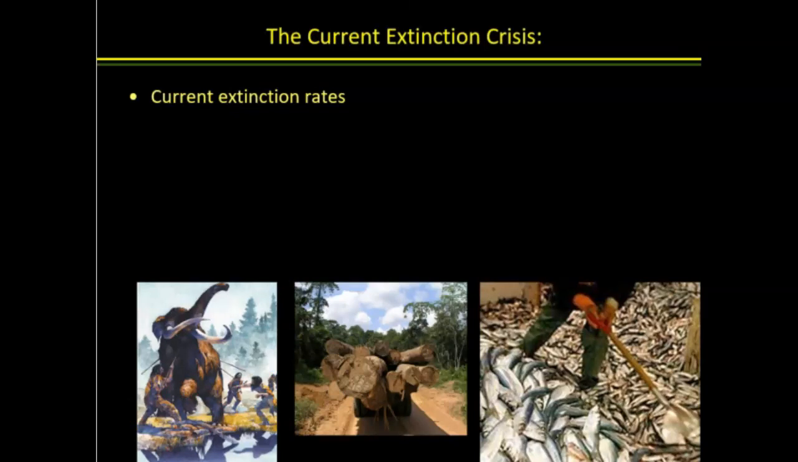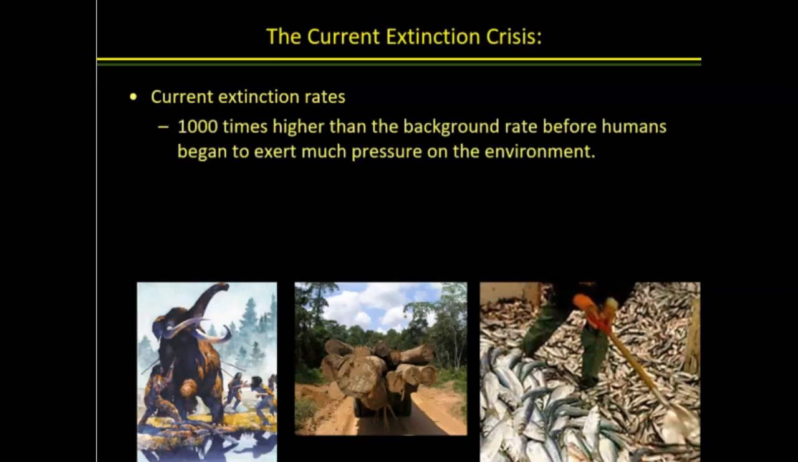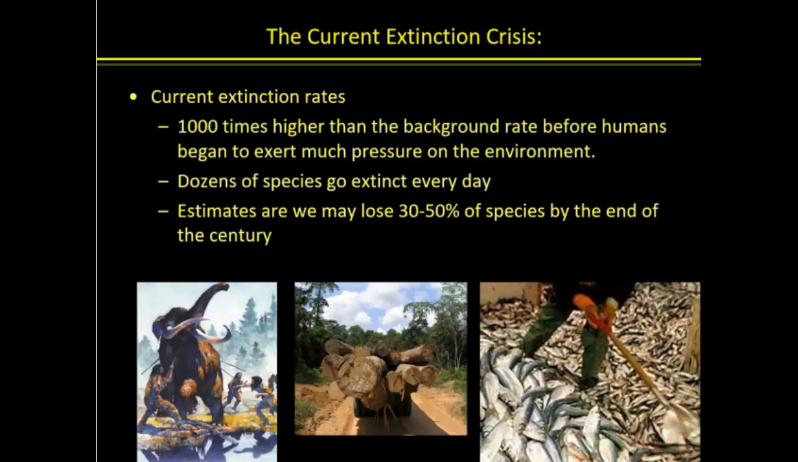So the evidence is really strong that the rate of extinction in historical times is high enough to qualify the current period as one of mass extinction. It's estimated that it's about 1,000 times higher than the background rate before humans began to exert much pressure on the environment. And that's during historical times, defined as being roughly since the year 1600. It's estimated that dozens of species go extinct each day, and that we're going to lose a lot of species by the end of this century, perhaps as much as 30 to 50% by some estimates.